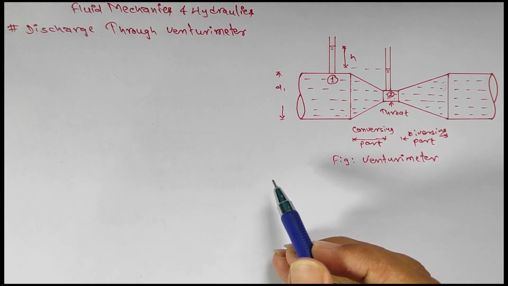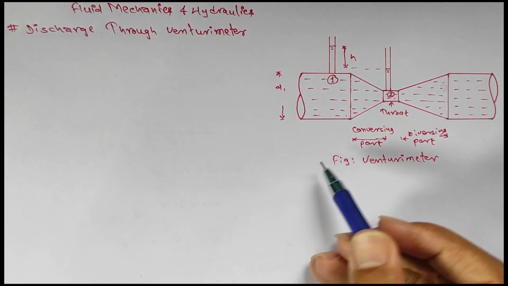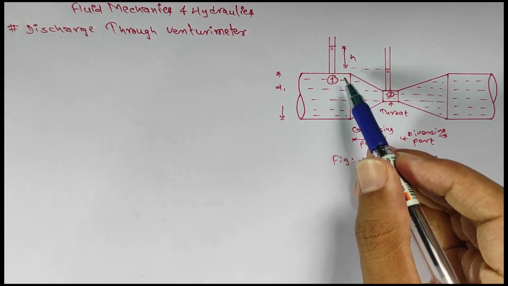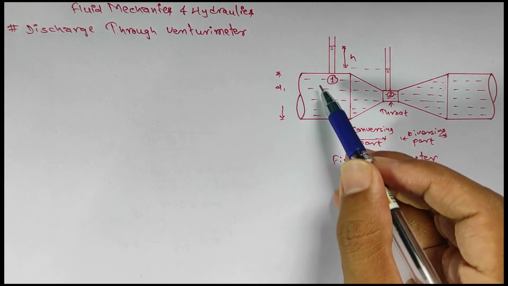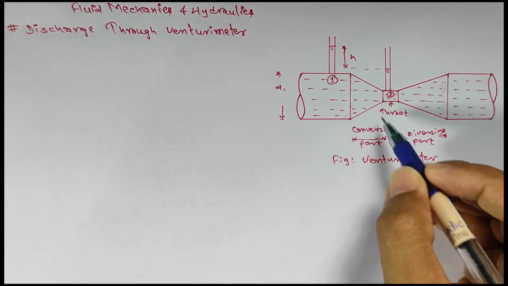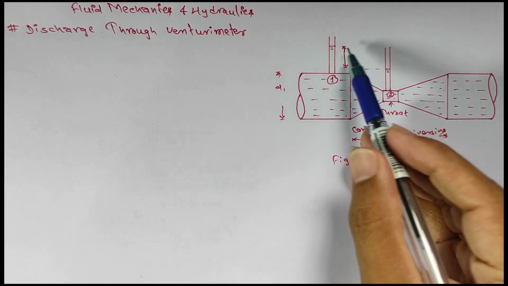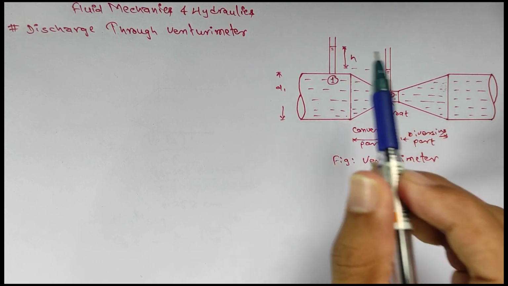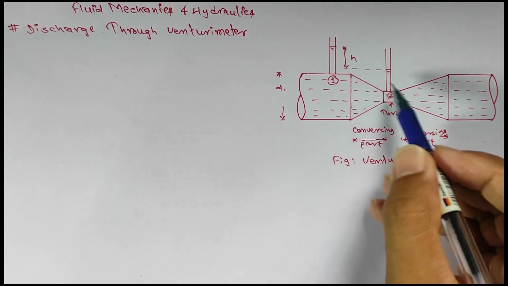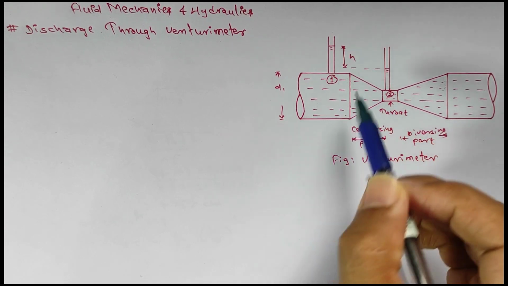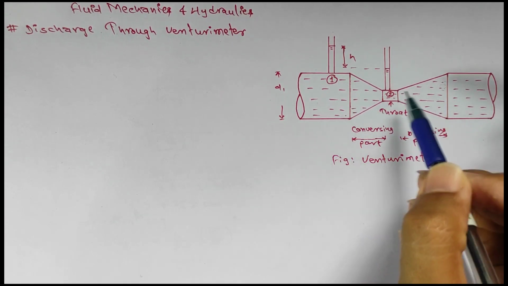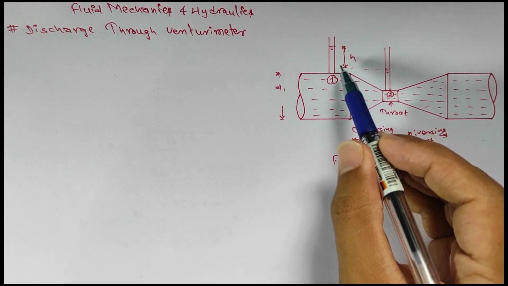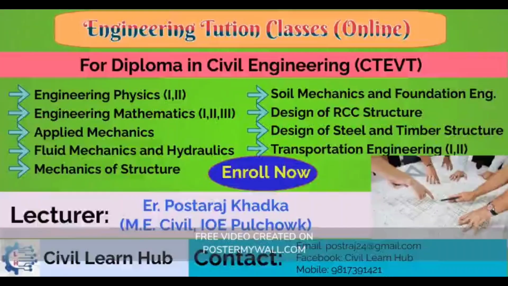Now, if we want to calculate the discharge, we have to install a glass tube in 2 sections. One is in the inlet zone, or before the inlet zone, which is in the pipe, and one is on the throat part of the Venturimeter. There are 2 glass tubes. The water will rise through the glass tube up to a certain height in these 2 sections. These heights represent the pressure head of the pipe and the throat, and we consider here h as the difference of pressure head between sections 1 and 2.